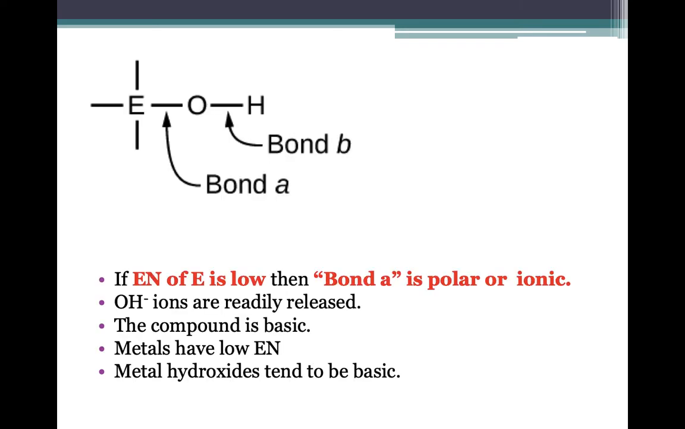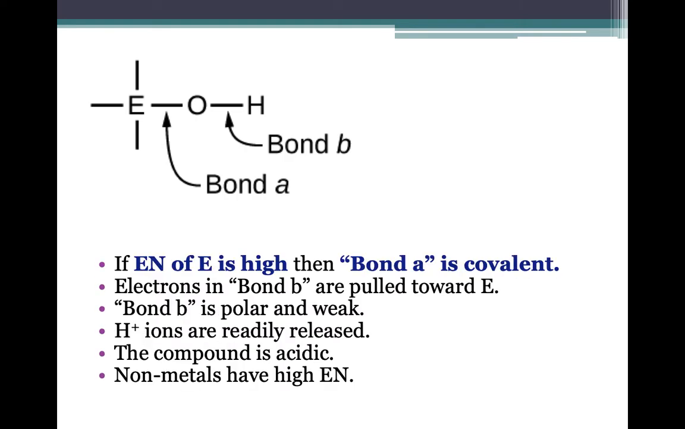So if the electronegativity of E is low, then bond A is polar or almost ionic, and then we would have OH ions released. This would be something like sodium hydroxide. The compound is basic, and metals have very low electronegativity values, so metal hydroxides tend to be basic. That's pretty straightforward.